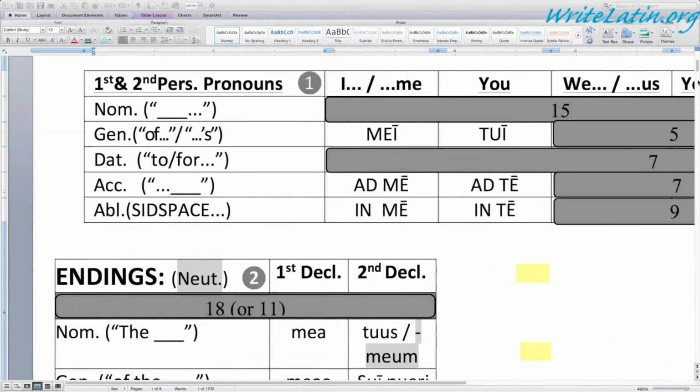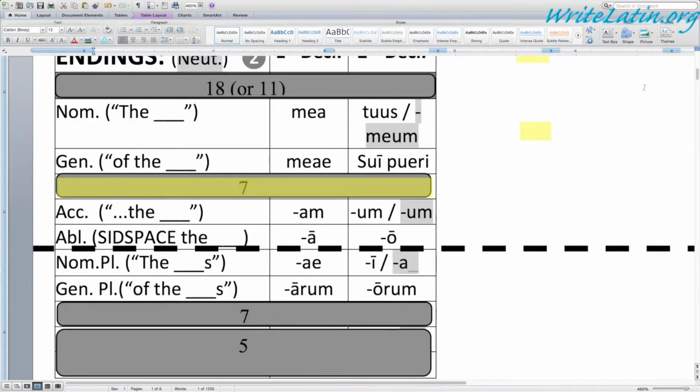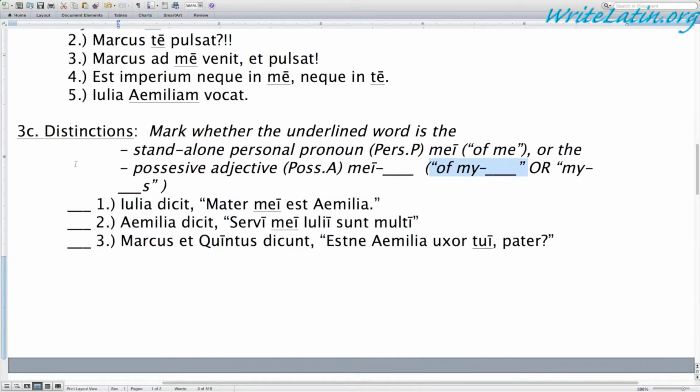Well, look at this. Mei, tui, and sui can be genitive singular, of your object, of my object, of one's object, or they can be nominative plural: your objects, my objects, one's objects. So that's another ambiguity there. Sui is up there, but it could also be sui down here. So we've got nominative plural and genitive singular, both as possibilities.